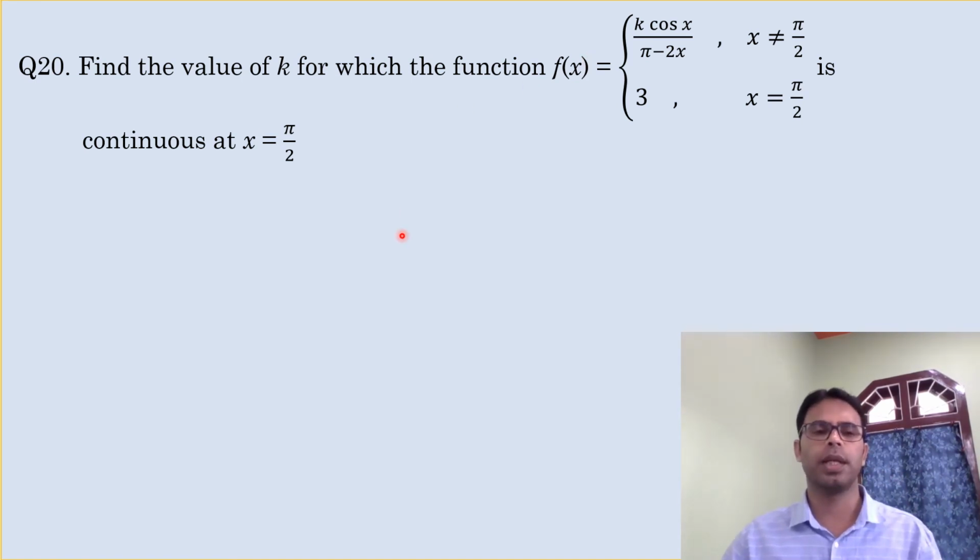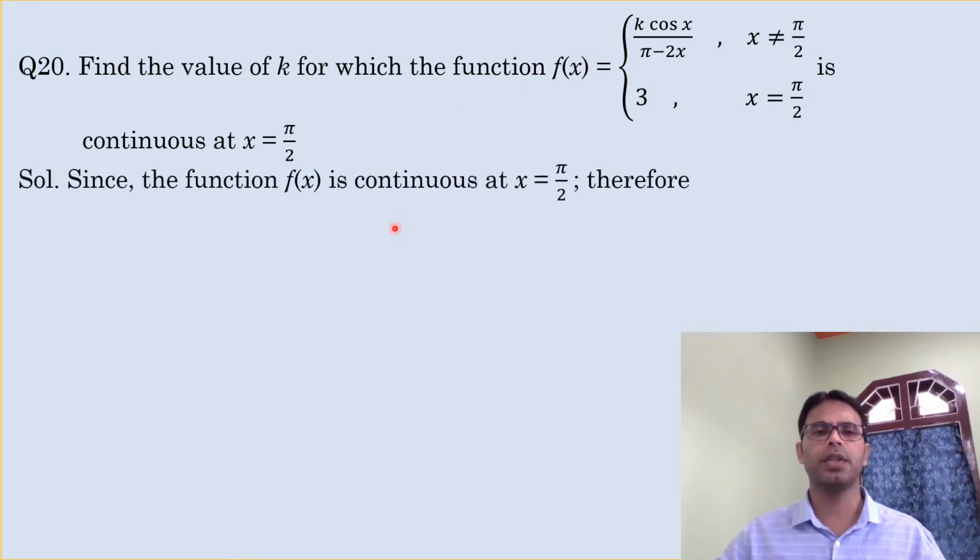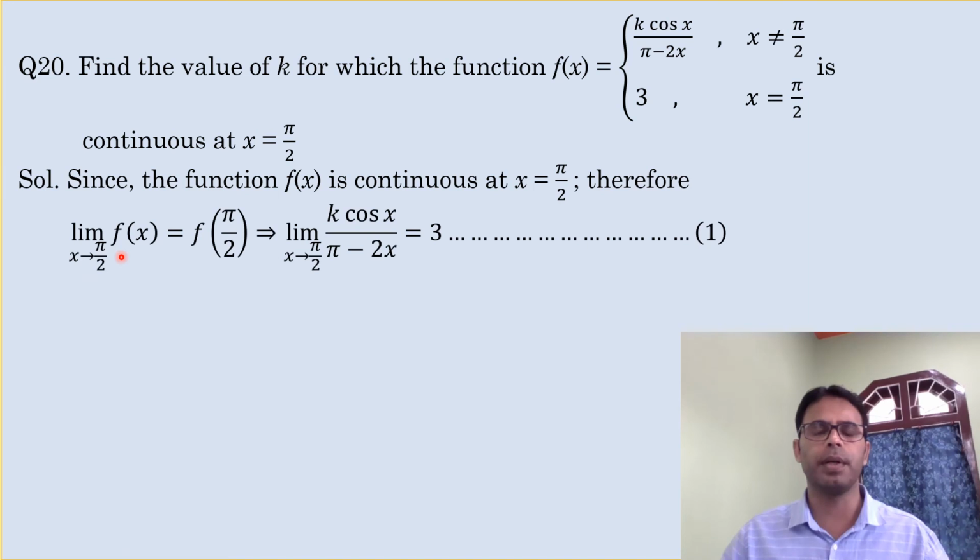Okay, so take the solution. Since the function f(x) is continuous at x = pi/2, therefore the limit as x tends to pi/2 of f(x) is equal to f(pi/2), because the function is continuous. So x tends to pi/2 means x is not equal to pi/2, and that is in the first line, this one. And f(pi/2) means x equal to pi/2, and in that case the function is equal to 3. So we write 3 here.